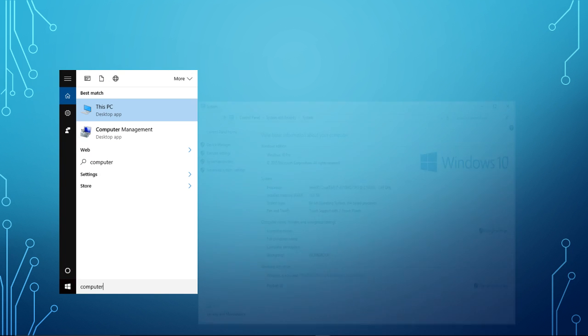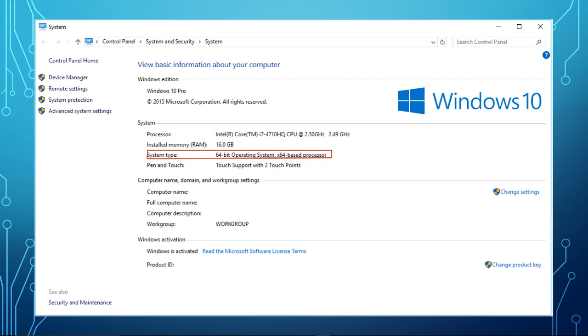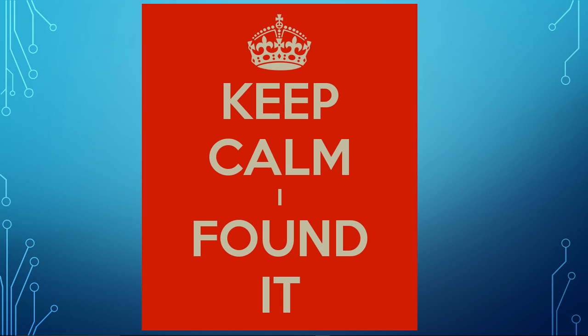A user could find out which version they are running by right mouse clicking My Computer and selecting Properties, then looking next to System Type to actually see the version that they are currently running. Now that explains how to find it, but what does this mean? Well, like a lot of things IT related, it comes down to bits.